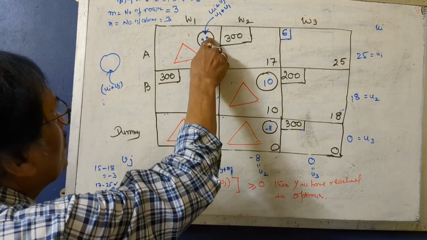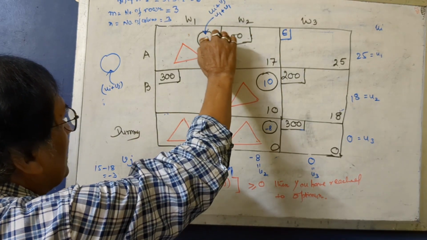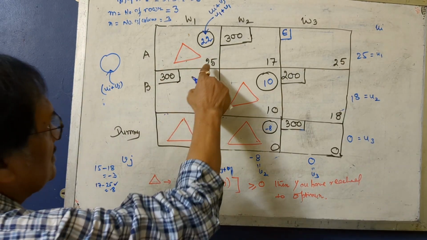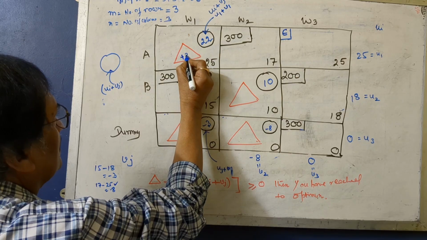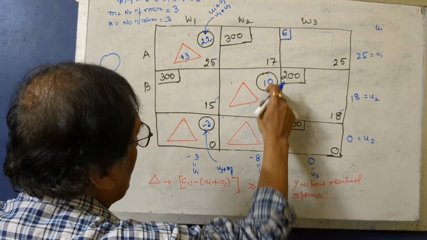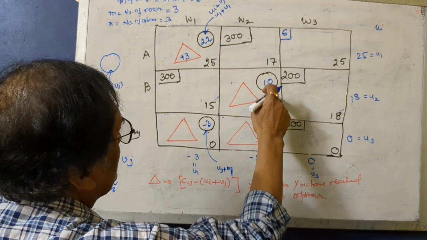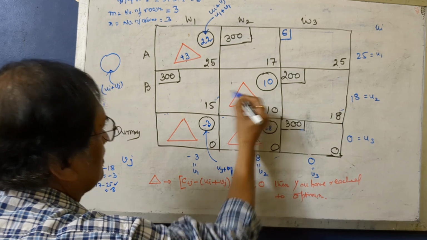Cij is this, and ui plus vj. Cij minus ui plus vj: ui plus vj is written inside the circle, and Cij minus ui plus vj, that is Cij is this minus this, 25 minus 22, that is plus 3. I think it is clear. For this, Cij, meaning 2 by 2, C22 minus ui plus vj, so this minus this, that is 0.